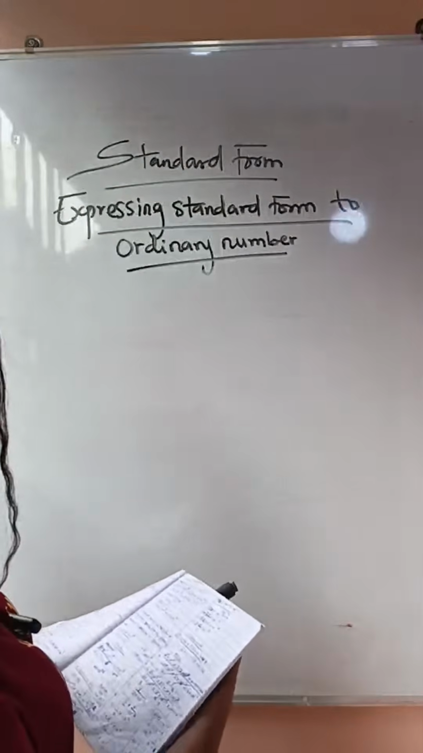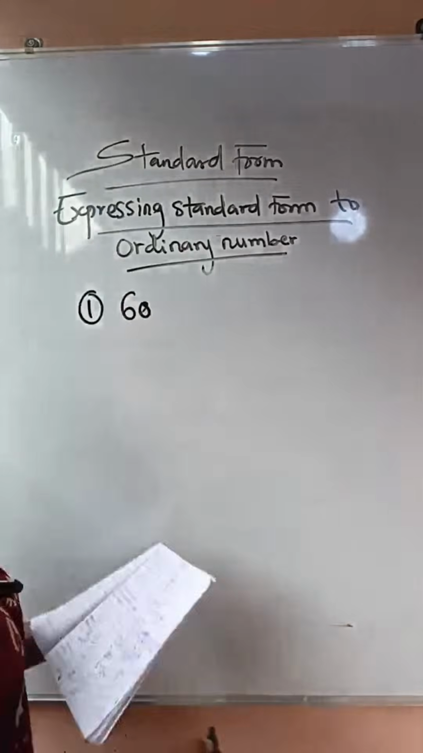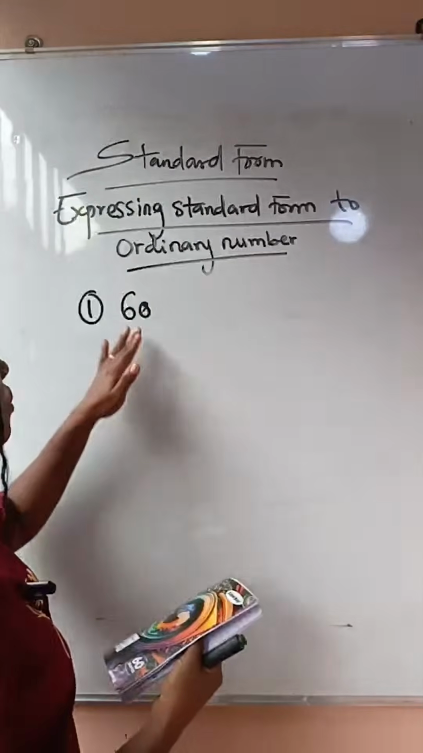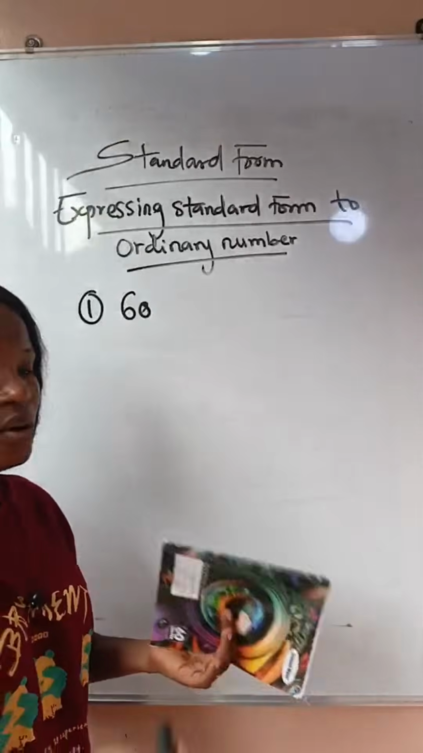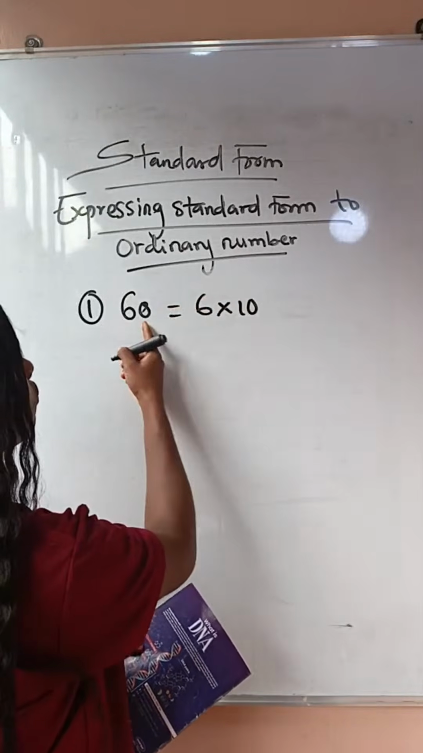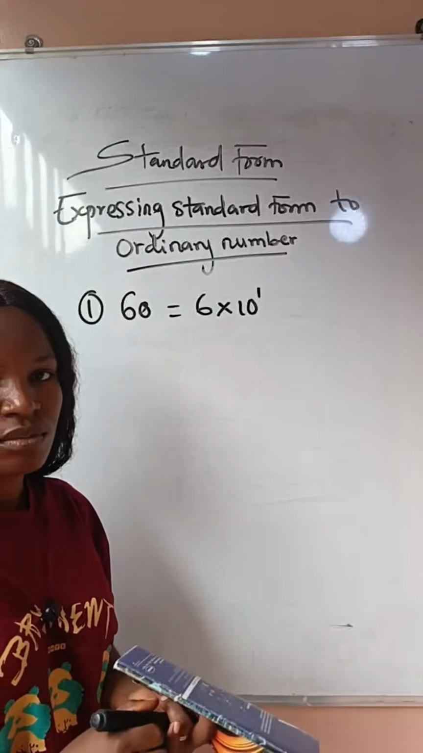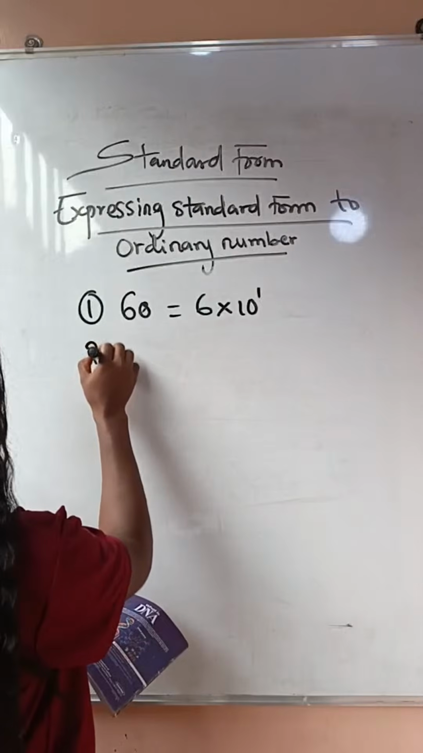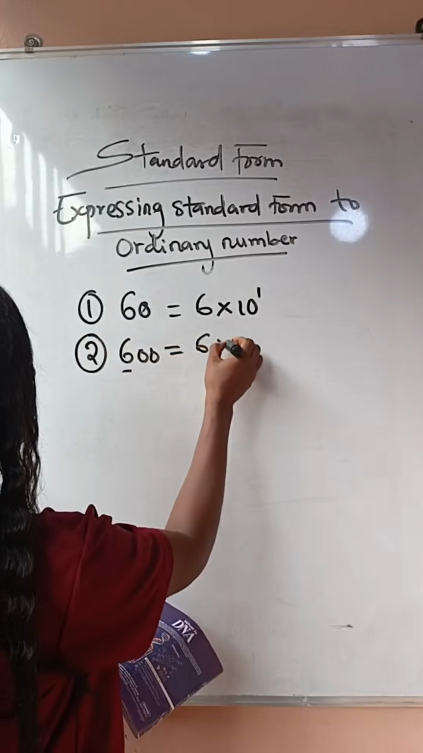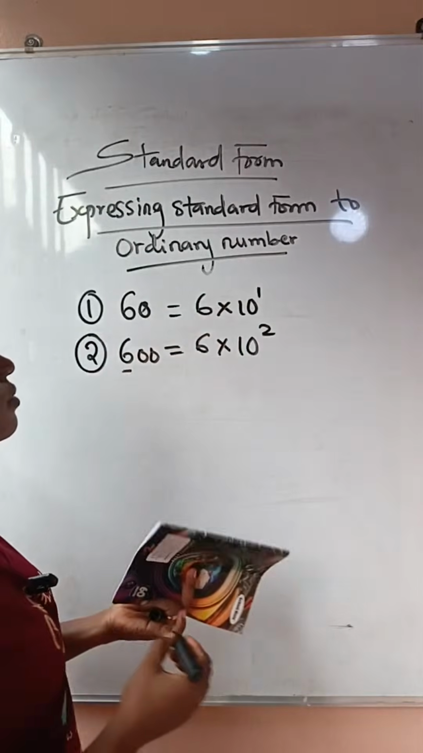So for example, number 1, you have 60. Now, this one I don't need to explain too much here. When you have a number that ends with 0, to express it in standard form, just write that number times 10 to the power of, if you have only 1 0, then it should be raised to the power of 1. So for example, if you have 600 now, it's going to be just 6 times 10 to the power of what? 2. That is it.